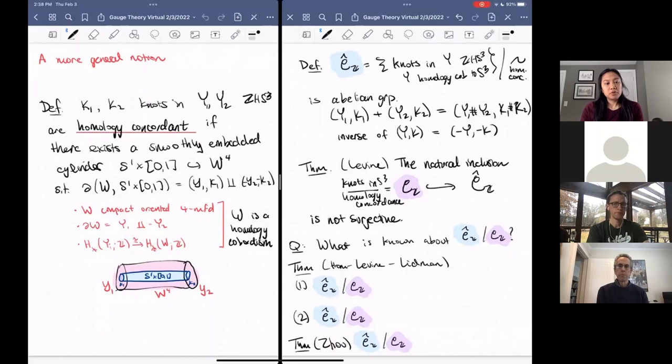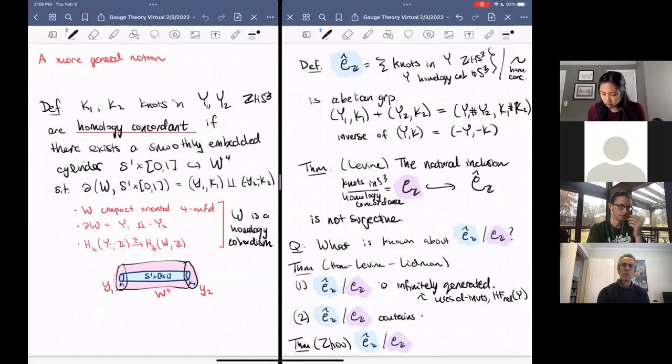What is known about this quotient group? There are some results of Hom, Levine, and Lidman, who tell us that this quotient group is infinitely generated. This result uses the d invariant from Heegaard Floer homology and also the reduced Heegaard Floer homology of the three-manifolds. They also give us that this quotient group contains a Z subgroup. And they prove this by finding some knot inside of some homology sphere with epsilon equal to zero, but tau non-zero.